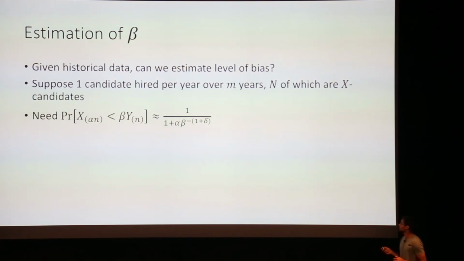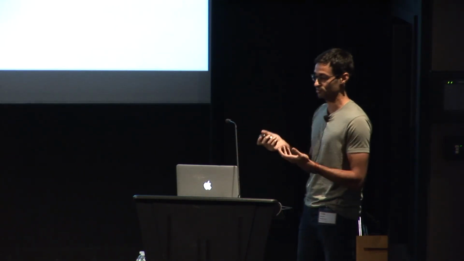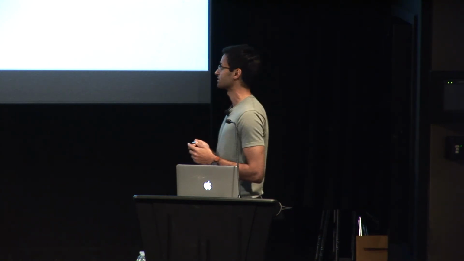Keeping in the same style as the previous slide, you'll notice that if there were no bias, I would hire a Y candidate 1 over 1 plus alpha of the time, right? But with this bias, it's actually as if the size of my minority were not just alpha, but alpha times 1 over beta to the 1 plus delta. So it's as if I'm presented with a smaller minority. That's approximately the same effect as before.